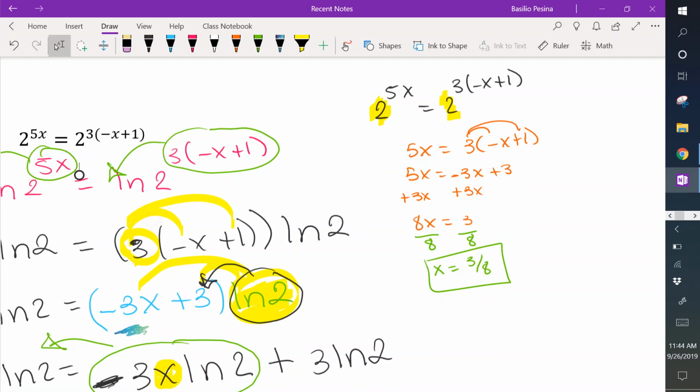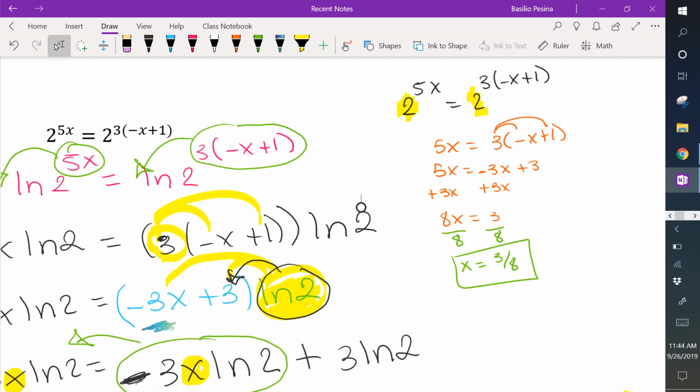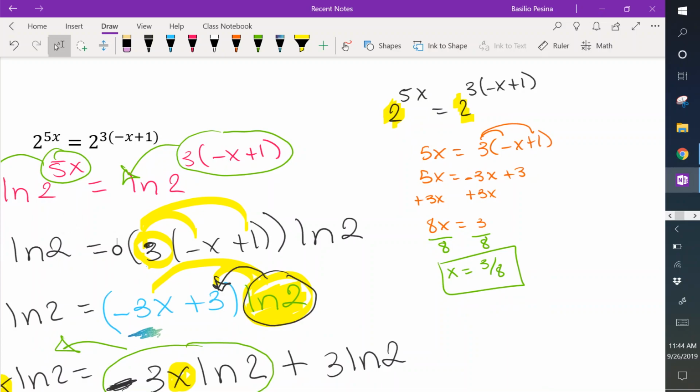So what I first want you to do is find the same base. If you tried your best and you cannot find the same base, that must mean you have to go ahead and use your rules of logarithms.